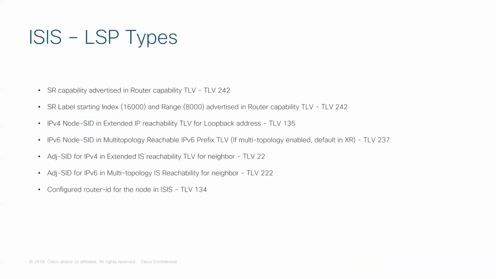And then if you want to know exactly how ISIS is sending these adjacency SID nodes, these are the details: TLV numbers, which TLV carries what. I don't want to concentrate too much on this. This is just pure data. I'll share this data, or you can go through the RFCs.